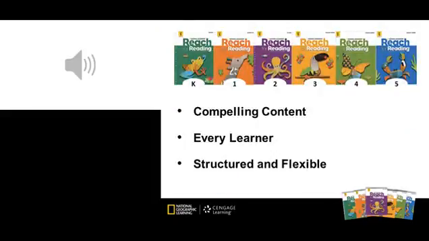Reach for Reading is a core reading program for kindergarten through 5th grade. There are three major attributes that really make this program unique. First, you're going to be teaching students to read through compelling content that includes multicultural texts, authentic literature, and exclusive content from National Geographic. Not only are your students going to be excited and engaged, but you will be as well.